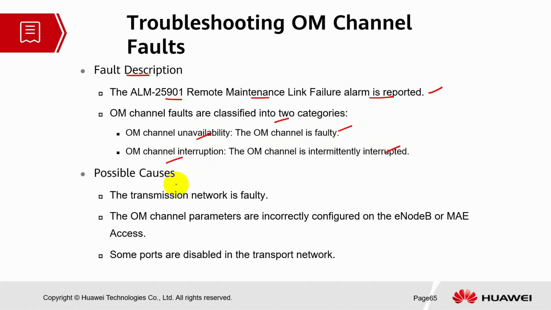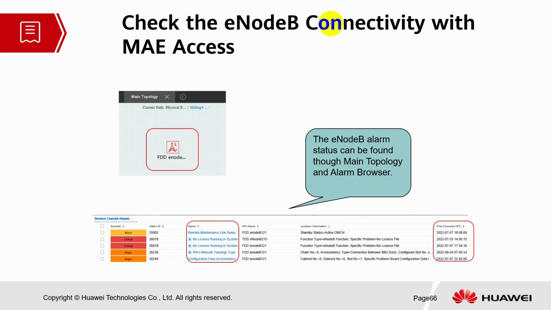So what are the possible causes? The transmission network is faulty. The OM channel parameters are incorrectly configured on the eNode B or MAE access. Some ports are disabled in the transport network. So these are the possible causes. So let's check on the eNode B connectivity with the MAE access. So we have to make sure the eNode B alarm status can be found from the main topology or from the main alarm browser. So you can check from the main page.